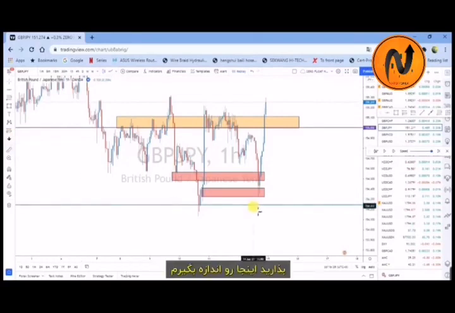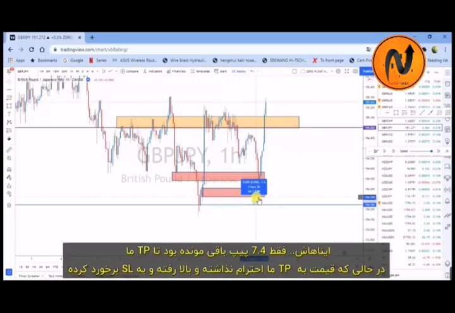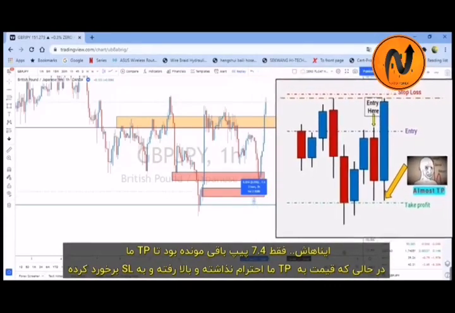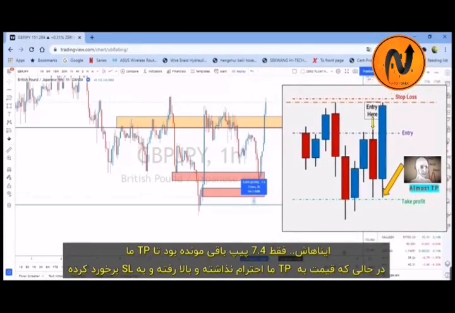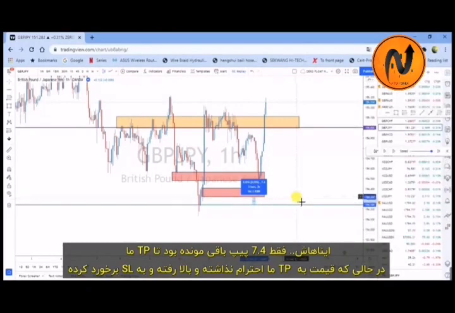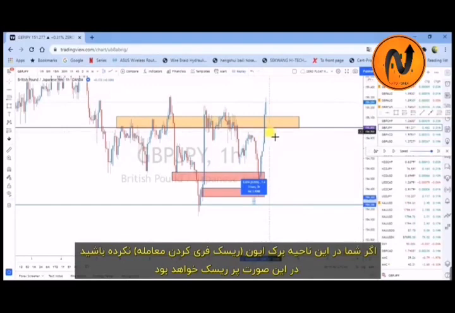Let me measure here. There we go. It's only 7.4 pips left to our take profit. Yet price doesn't respect our take profit and continues up and hits SL. If you guys didn't set the break even in this area, then it will be a high risk.